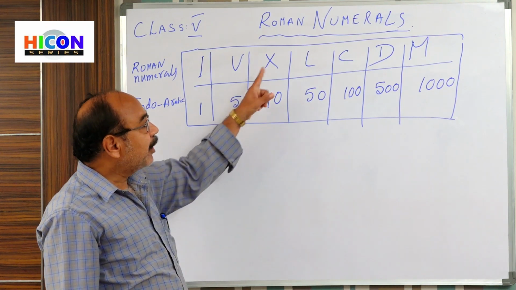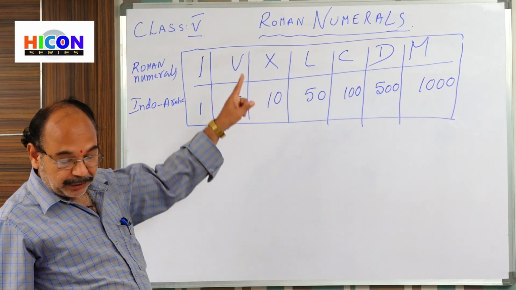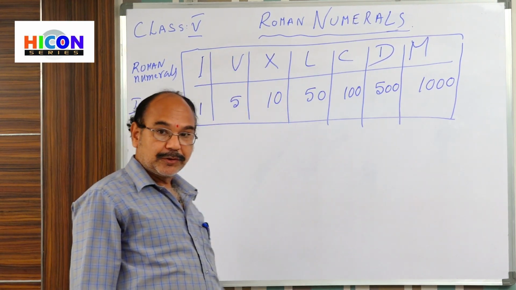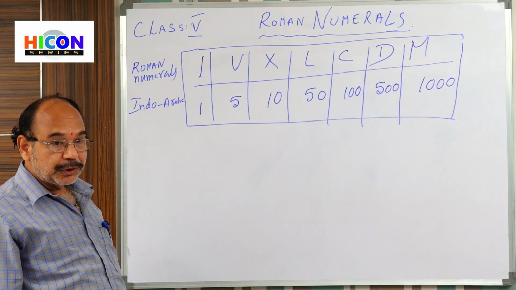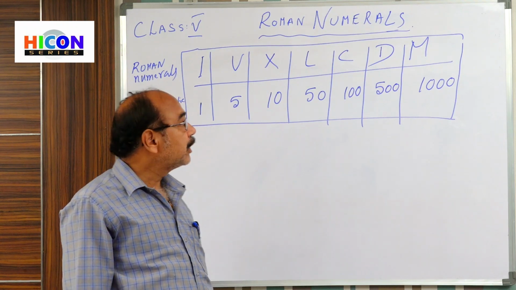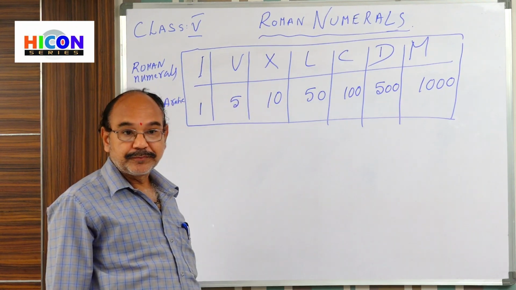So here, there are 7 Roman numerals. In the Roman system, the Romans used only 7 symbols.